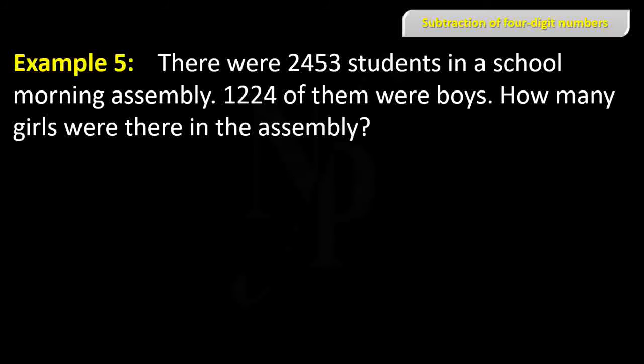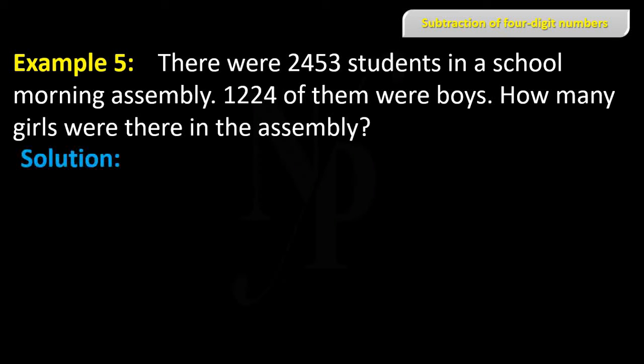Example number 5. There were 2453 students in a school morning assembly. 1224 of them were boys. How many girls were there in the assembly? So here we will find the number of girls present in the assembly.